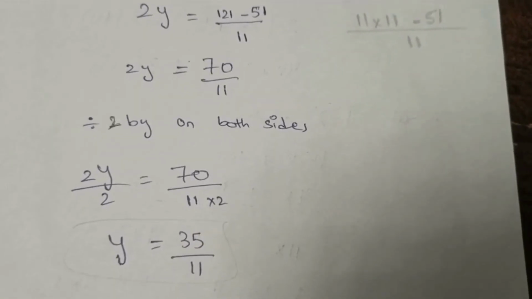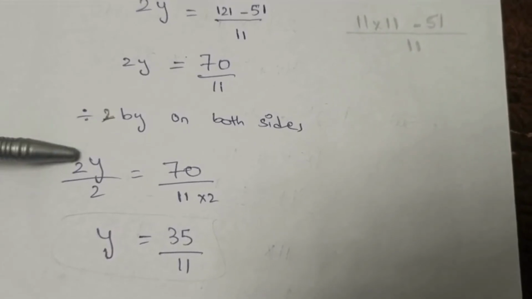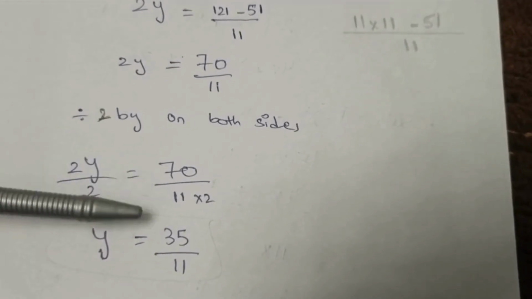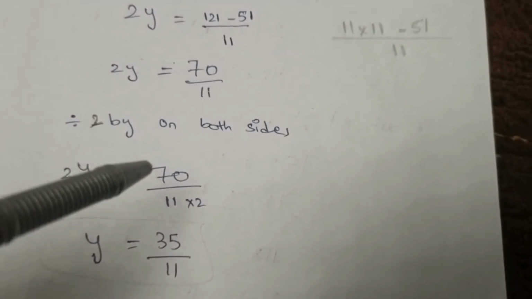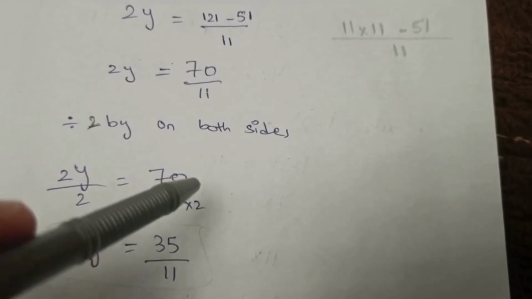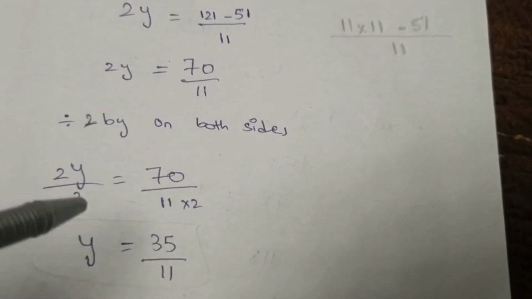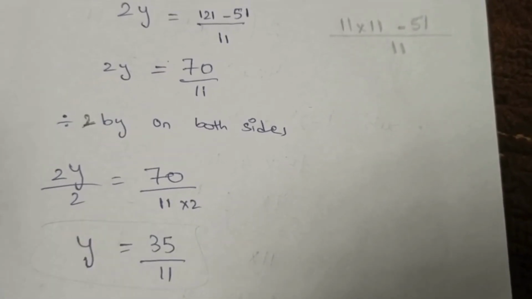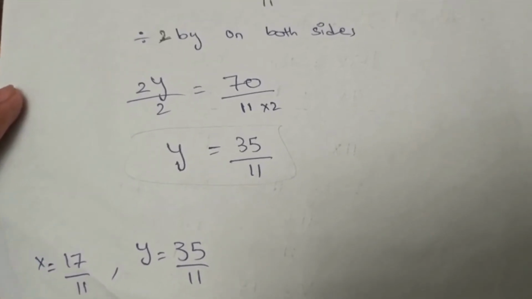Now we are going to divide the equation by 2 on both sides to get rid of this 2 over here, right? So 2y divided by 2 is equal to 70 divided by 11 multiplied by 2. 2 35s are 70. So we're going to cancel the 2, and 70 becomes 35. So y is equal to 35 divided by 11. And now we have both the values, x is equal to 17 divided by 11 and y is equal to 35 divided by 11.